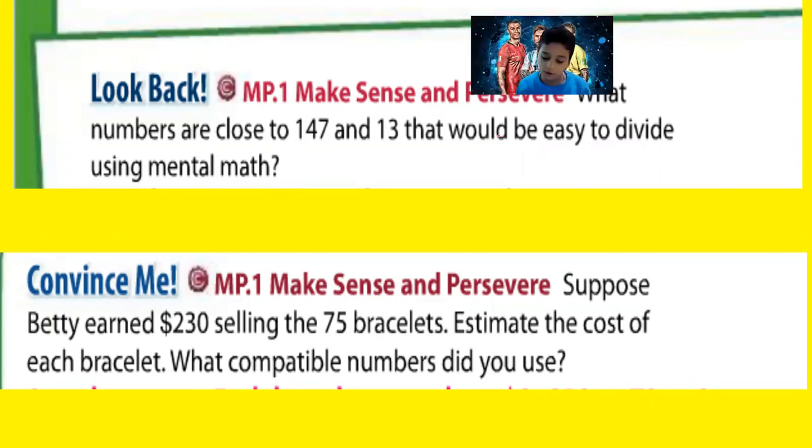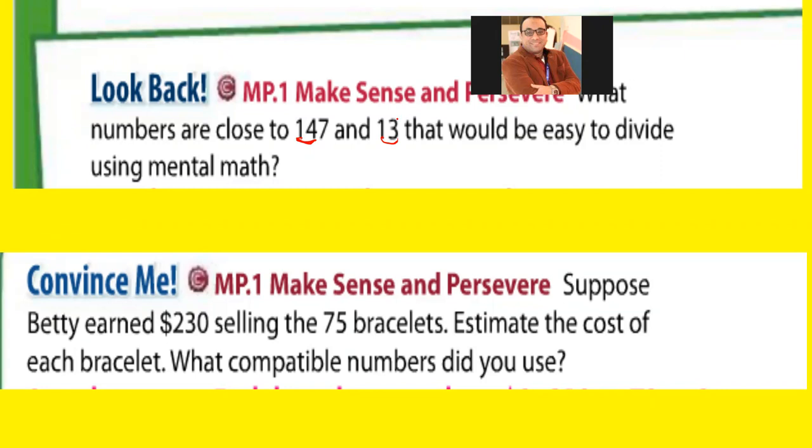Listen, look back, and Omar Abdulaziz. What numbers are close to 147 and 13 that could be easy to divide using mental math? Easy to divide using mental math means what? It means compatible numbers. What does compatible number mean? A number that would be easy to divide. So there is no relation between 14 and 13. 14 is the first 2 digits of 147. Look at the screen, my dear students. No relation between this 14 and this 13. No times table, no division, no relation. They are not brothers or even cousins.